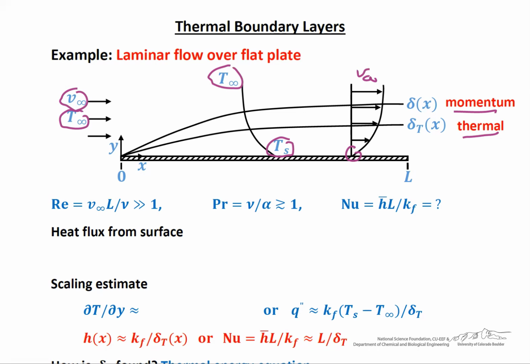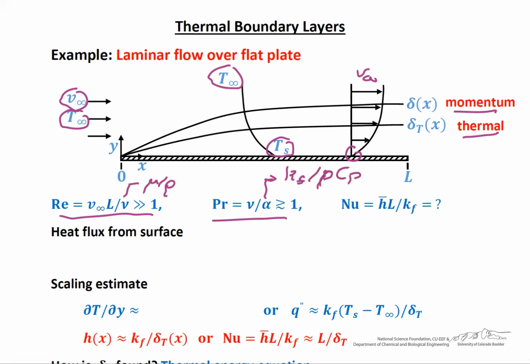Now, an important parameter is the Reynolds number, and the Reynolds number has to be large for there to be a boundary layer. And it's, as you probably know, proportional to V infinity times the characteristic length, which is the length of the plate, divided by the kinematic viscosity, which is the shear viscosity divided by the density. Another important parameter is the Prandtl number, which is the kinematic viscosity divided by the thermal diffusivity. Thermal diffusivity is the thermal conductivity of the fluid divided by the density of the fluid and the specific heat.